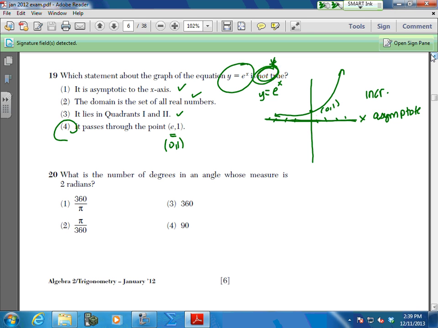Number 20 asks you for the degrees in a radian angle of 2 radians. Now, if you're used to looking at pi over 4 and converting it, do it with this one first. You would multiply by 180 over pi. So therefore, multiply 2 by 180 over pi. And you will get 360 over pi.